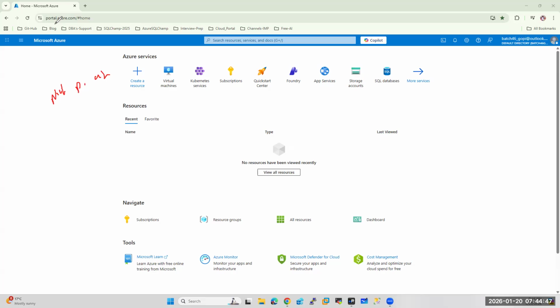So in case you get a chance to work with Azure, don't think that it is simply portal.azure.com. In the real world also, sometimes they may customize this URL as well, but the majority of the time you will see portal.azure.com. Basically, when you open portal.azure.com, you need to log in first.